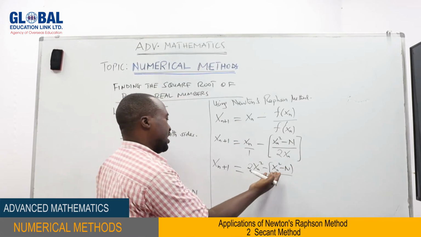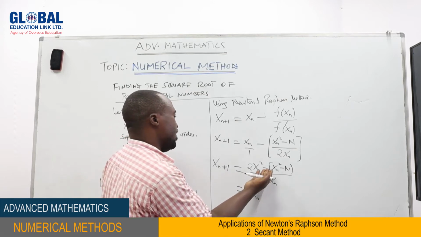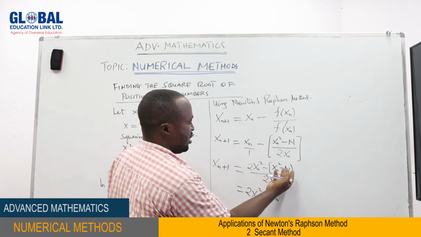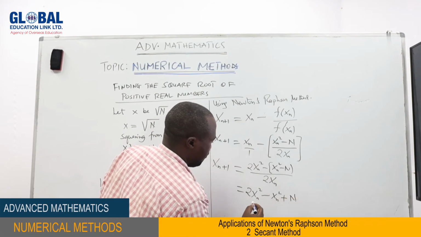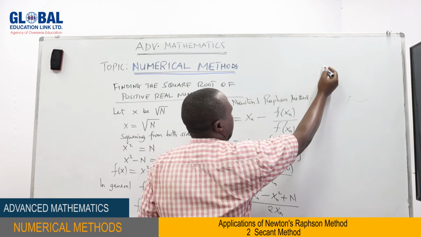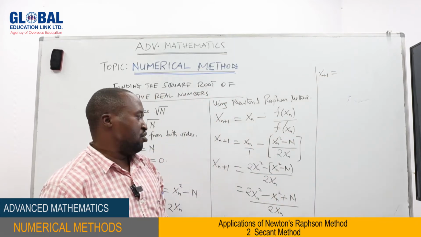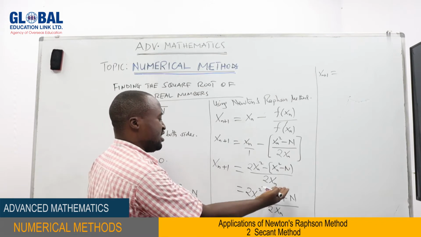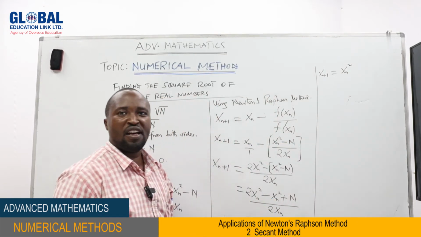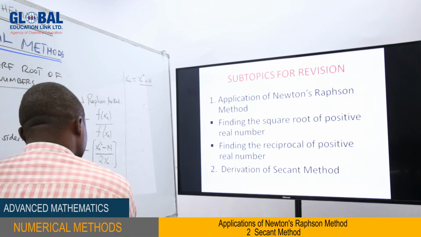Now it is time to open up the brackets. So we are going to have 2xn squared. So here we have negative times xn squared will be minus xn squared. Then again we have negative times negative. We are going to have positive n over 2xn. So xn plus 1 will be equal to 2xn squared minus xn squared. So we are going to remain with xn squared, and then we have plus n over 2xn.